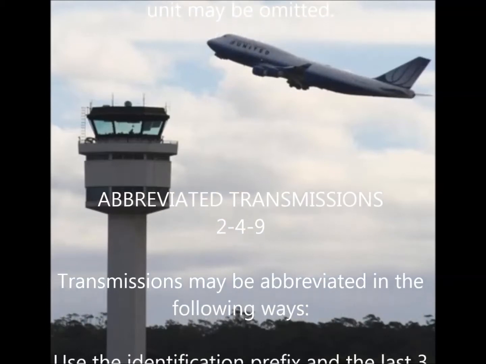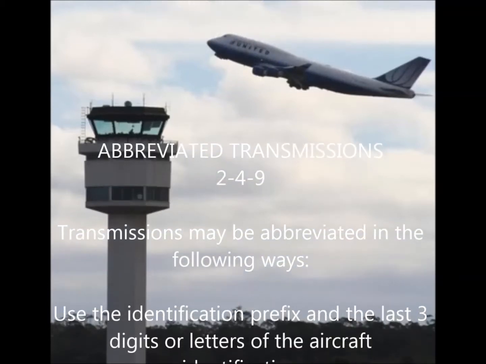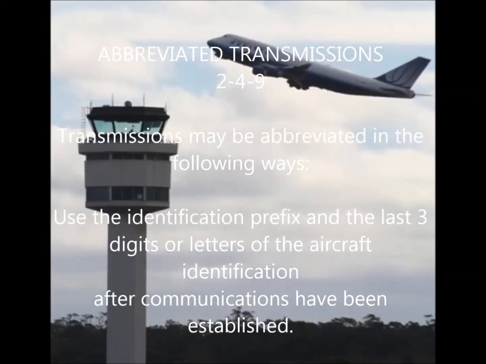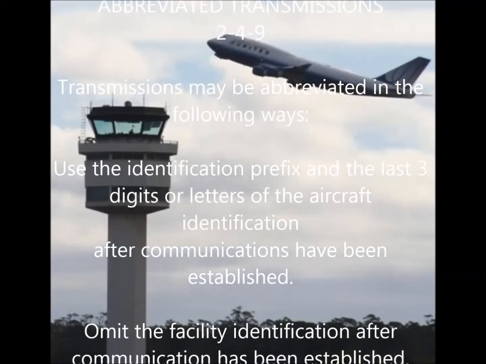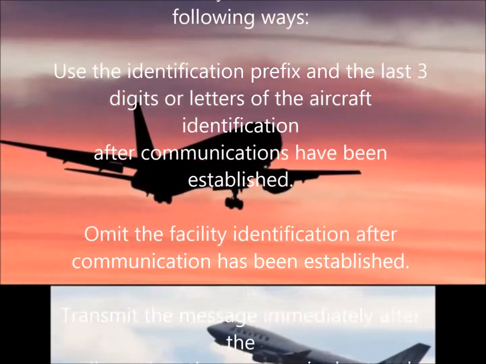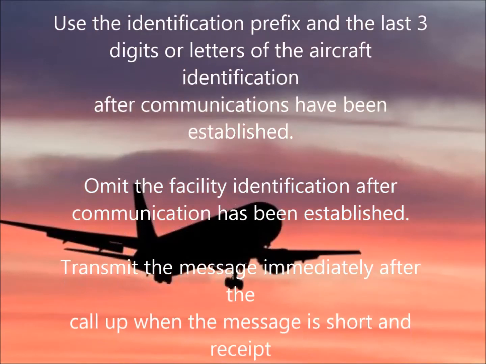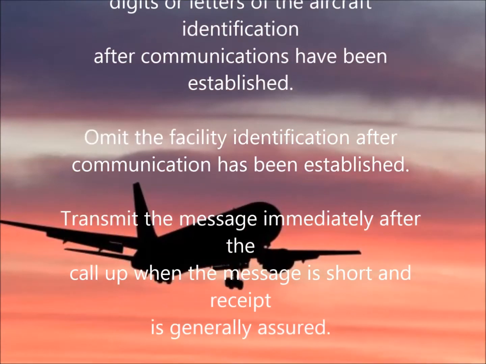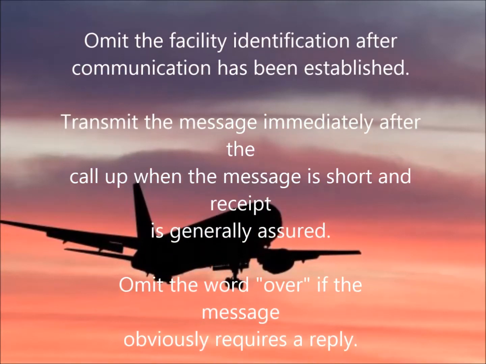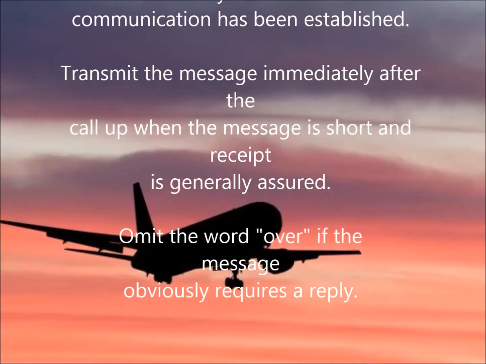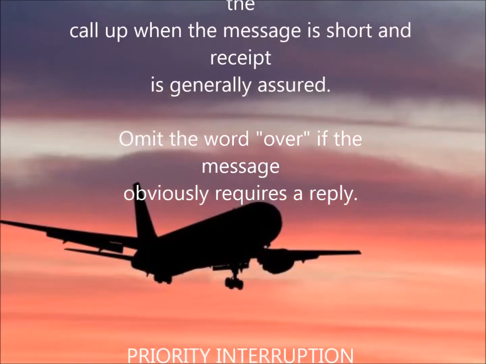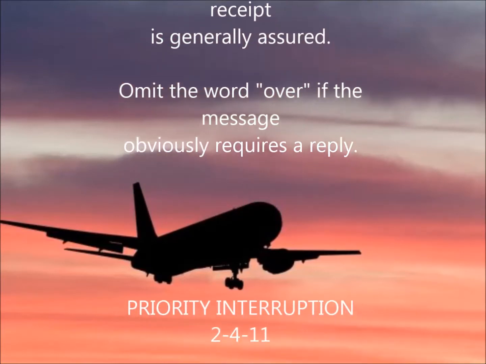Abbreviated transmissions. 2-4-9. Transmissions may be abbreviated in the following ways. Use identification prefix in the last 3 digits or letters of the aircraft identification after communications have been established. Omit the facility identification after communication has been established. Transmit the message immediately after the call-up when the message is short and receipt is generally assured. Omit the word over if the message obviously requires a reply.